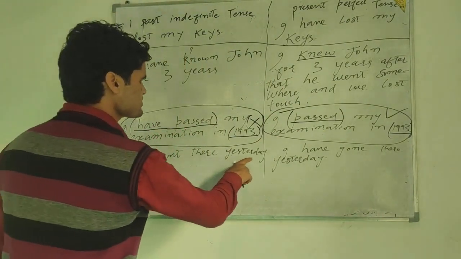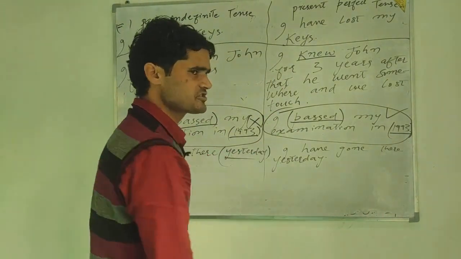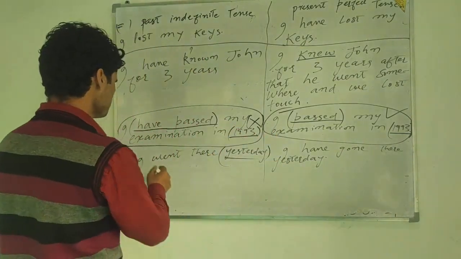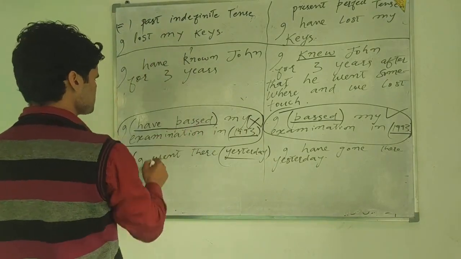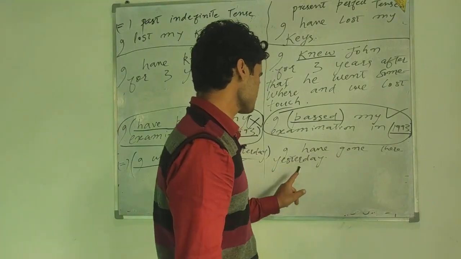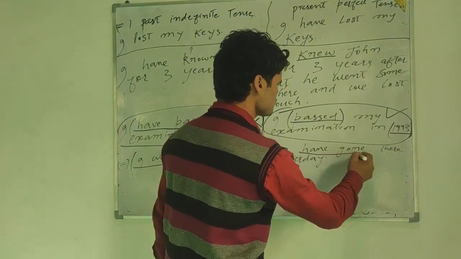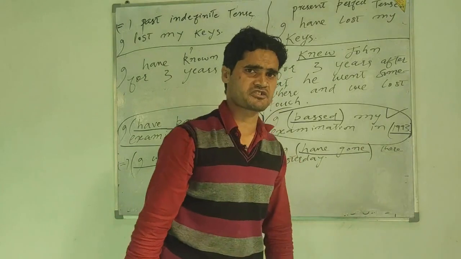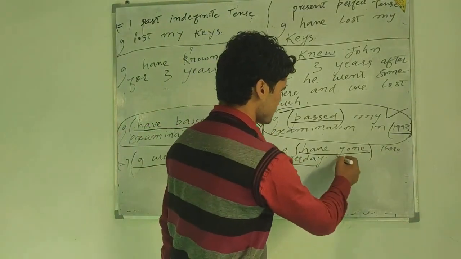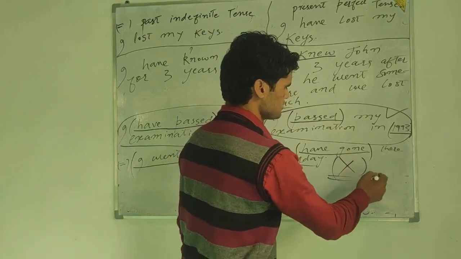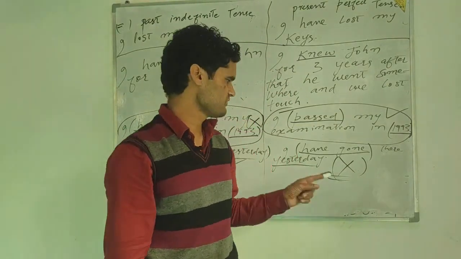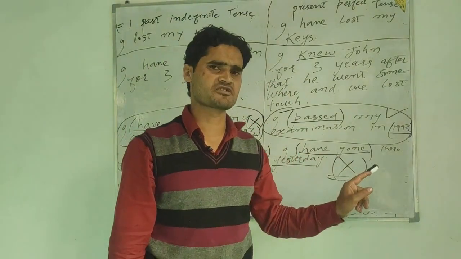Now, I went there yesterday. Do you think yesterday is a finished time period? It is a finished time word? Yes. So, it must follow the rule of past indefinite tense. Here it is grammatically correct. If you say, I have gone there yesterday, here you have used the formula of present perfect tense with the finished time word, that is yesterday. It is 100% wrong grammatically. Because the finished time period is not used with present perfect tense.